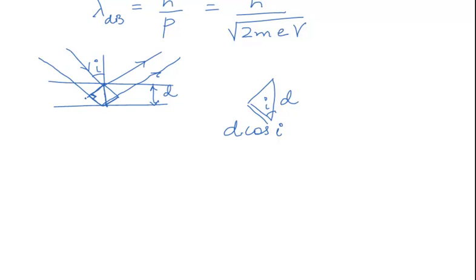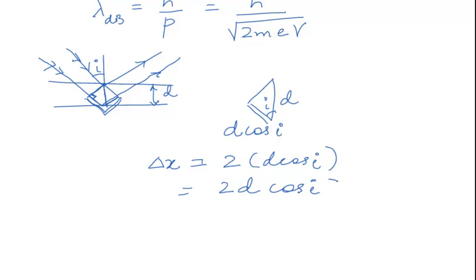Now there is a path difference in the path of this electron and this electron by an amount of twice of this. So this plus this is twice of this, total path difference delta x will be twice of D cos I. Okay, or you can write it as 2D cos I.